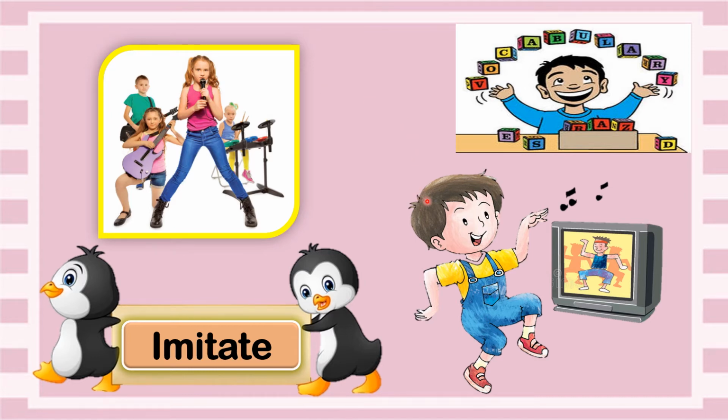Another example is the boy here is turning on the TV, and when someone is dancing, the boy is also dancing. So the boy is imitating the guy in the TV. He is also doing what the guy is doing. So they are dancing together. Another example is when someone is singing, you can imitate what he or she is doing. You can also sing with him or her. So that is imitate.